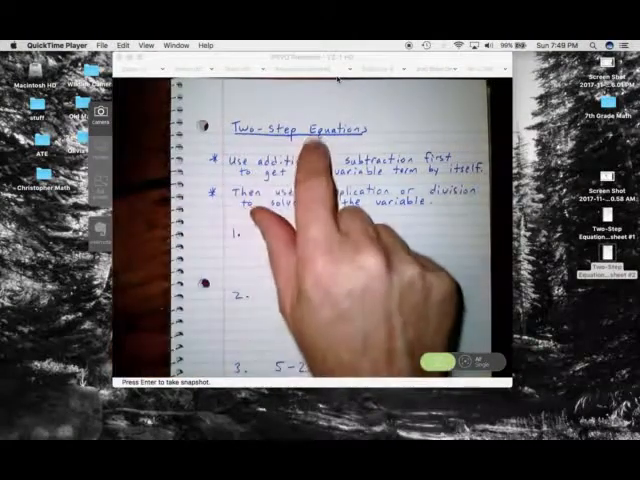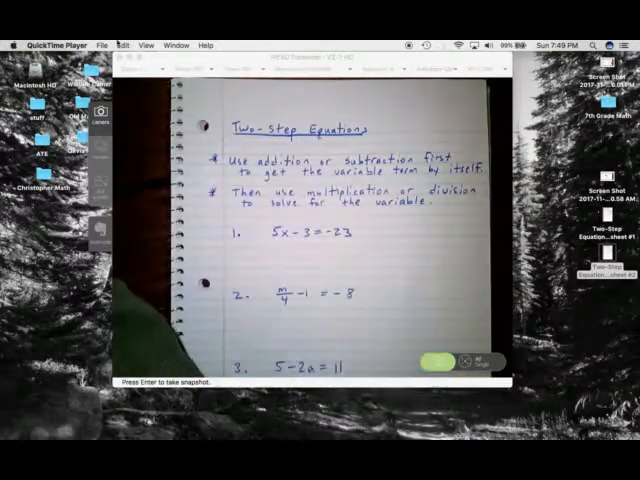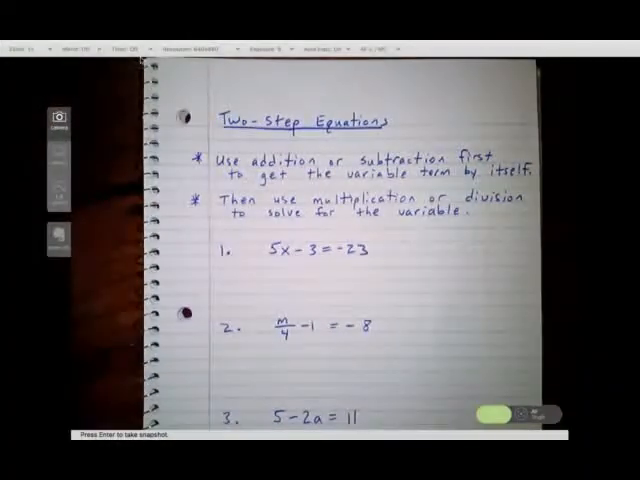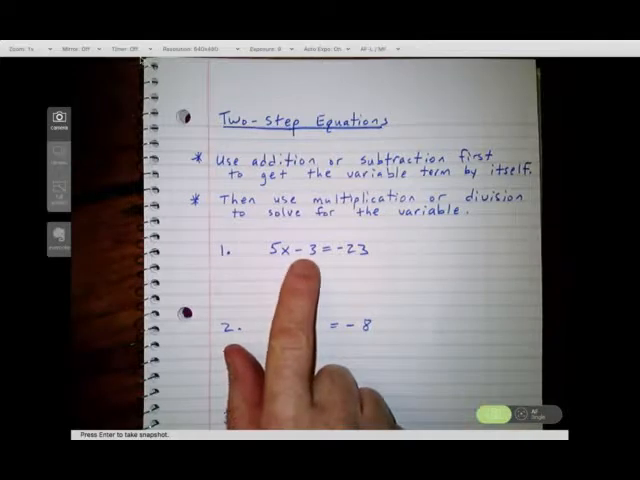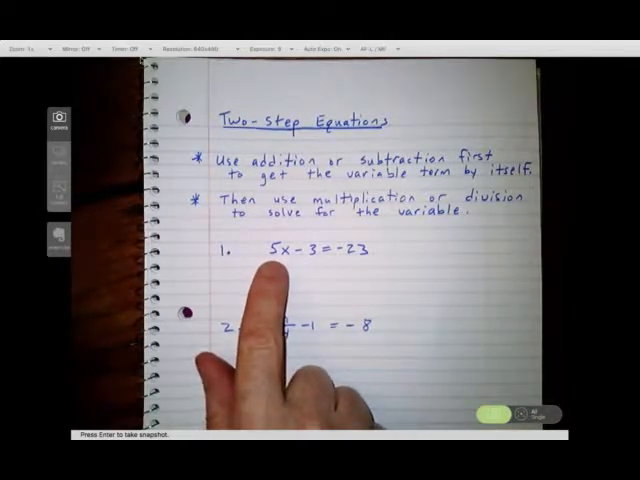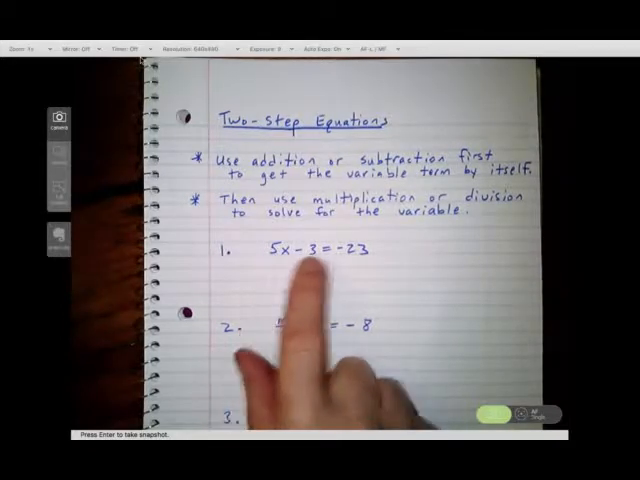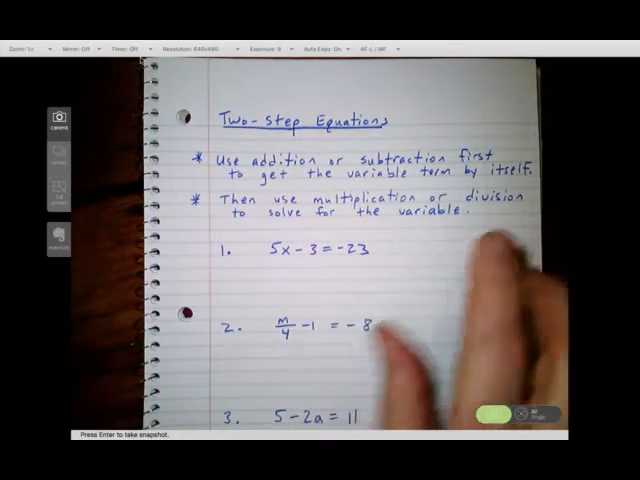Okay, so we've solved one-step equations. Now we're going to start looking at two-step equations. And they're going to look something like this. We're going to have to undo some subtracting or adding, and then we'll have to do some multiplying or dividing to get the variable by itself. And remember, what we do to one side, we have to do to both. We'll get there in a minute.